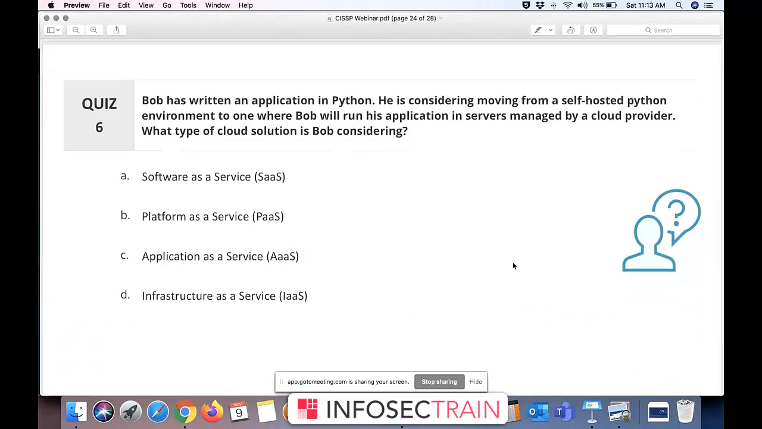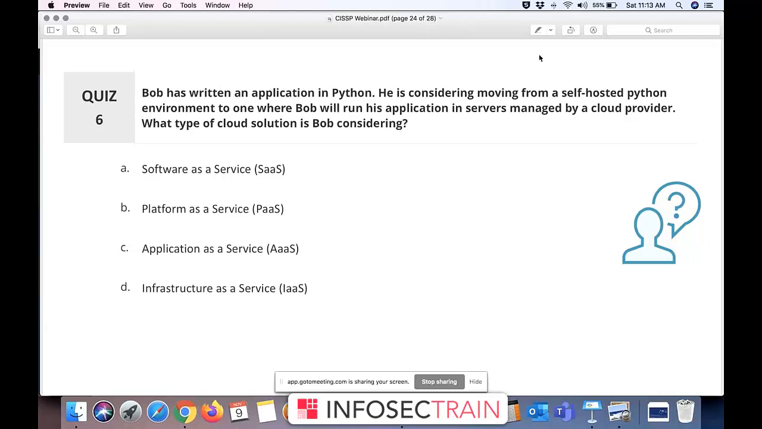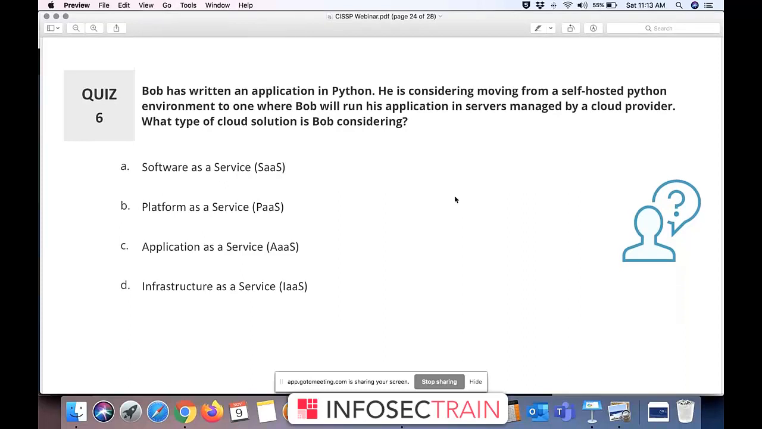Bob has written an application in Python. He's considering moving from a self-hosted Python environment to one where Bob will run the application in servers managed by the cloud provider. What type of cloud solution is Bob considering? This is a very conceptual question, and shouldn't be very difficult. One of the easier questions to answer. Is it SaaS, PaaS, application as a service, or infrastructure as a service?